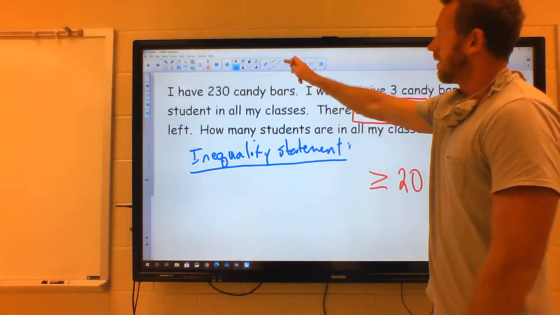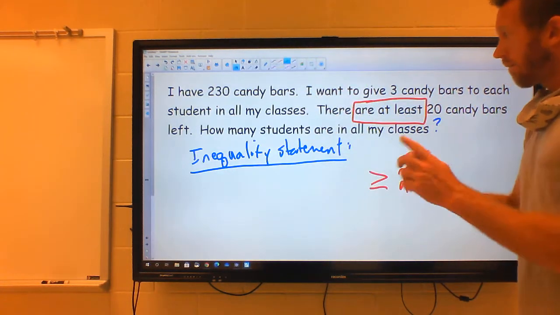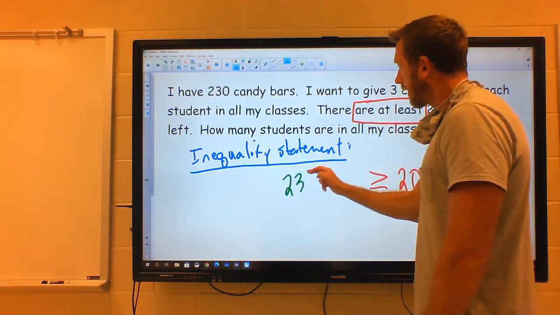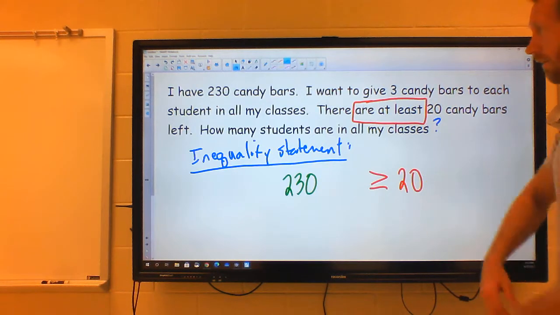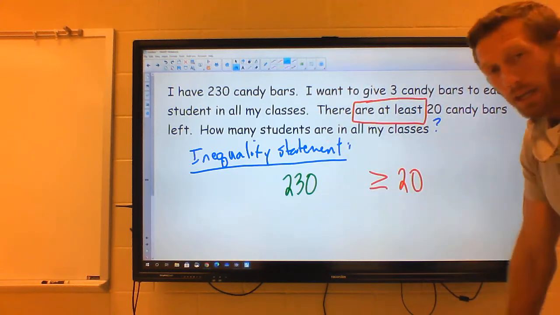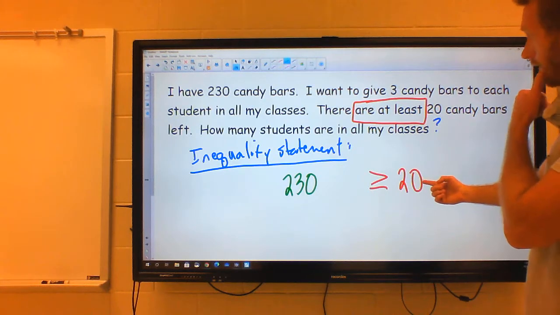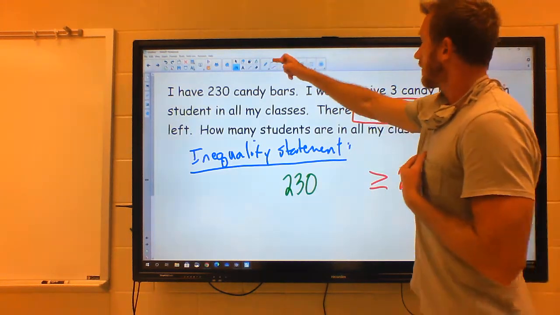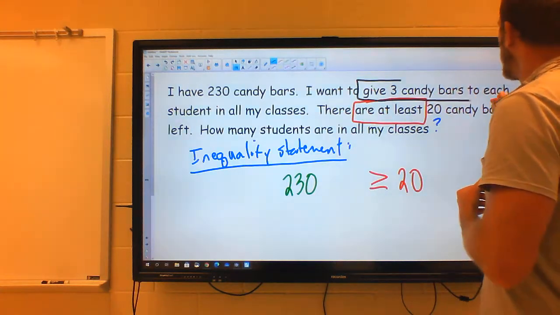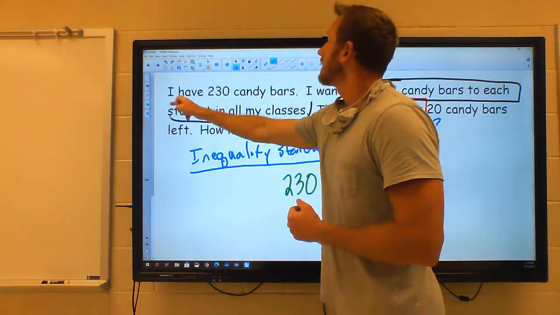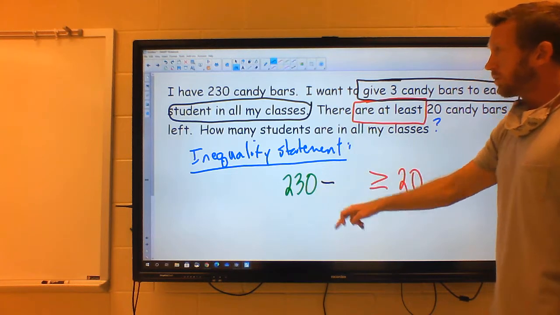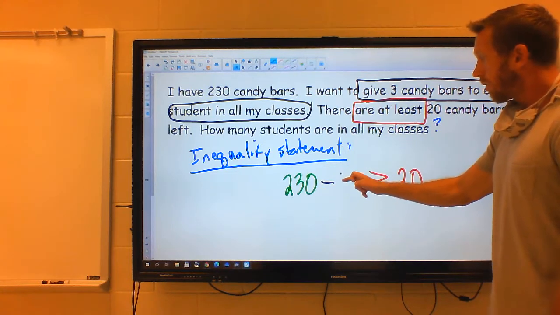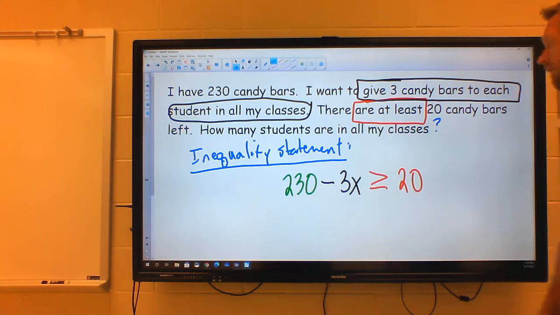Now, how much did we start with? Think this through, guys. How much did we start with? 230 candy bars. What are we doing with those 230 candy bars? We're giving them away. We're taking away from 230, and what's left over is at least 20. In fact, right here it says, I want to give 3 candy bars to each student. We are taking away 3 candy bars per kid.